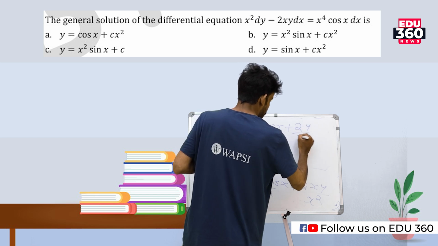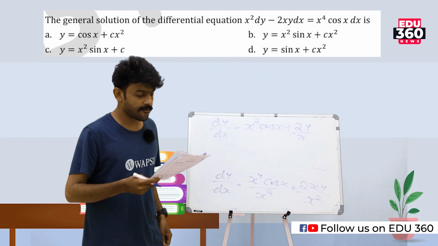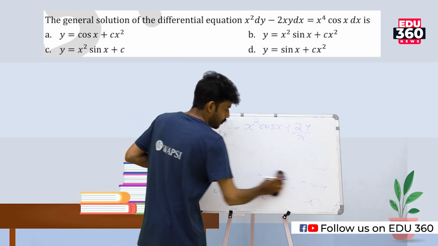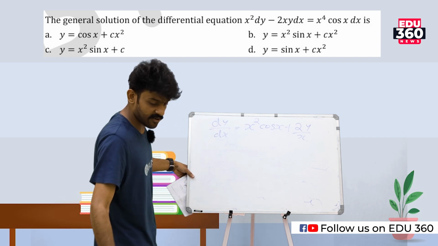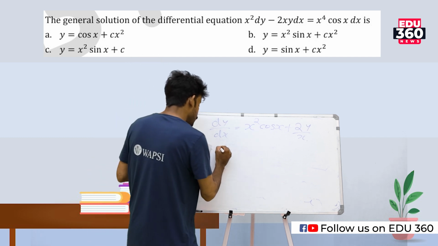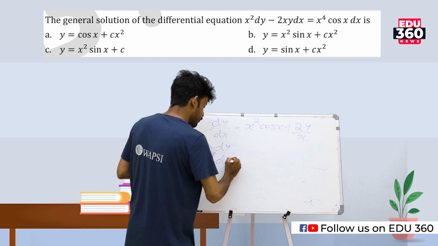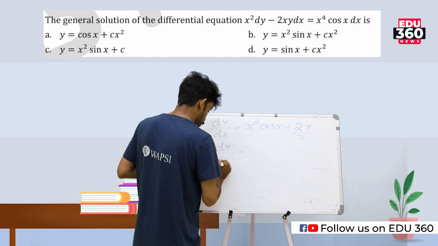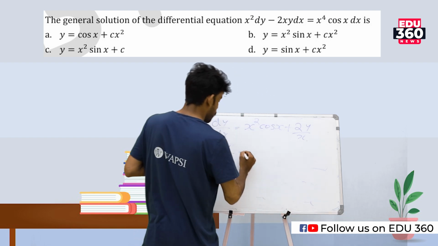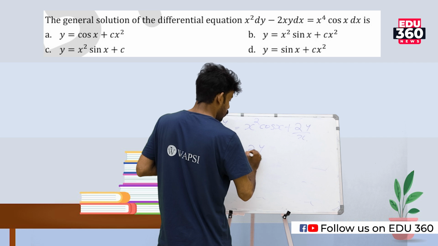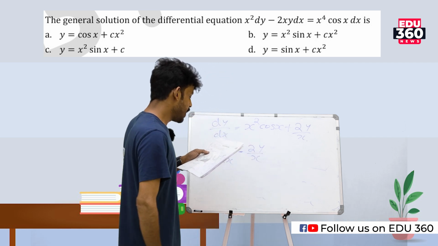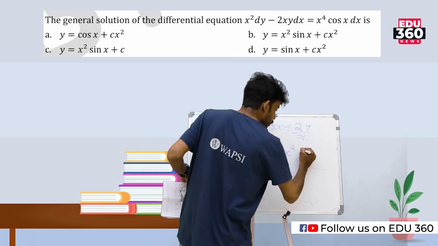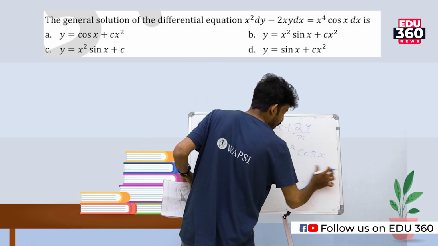So hereafter we know the linear differential equation. Before writing the standard equation of the differential equation, we can rearrange this. So that is dy by dx minus 2y by x is equal to x square cos x.